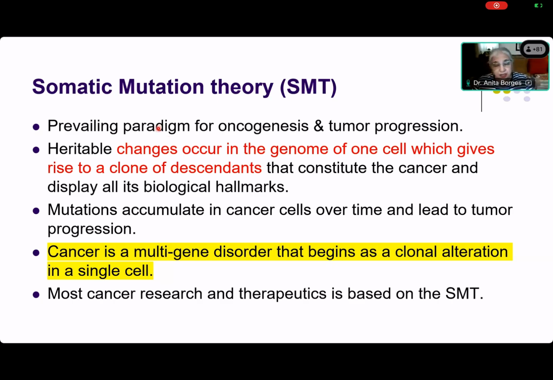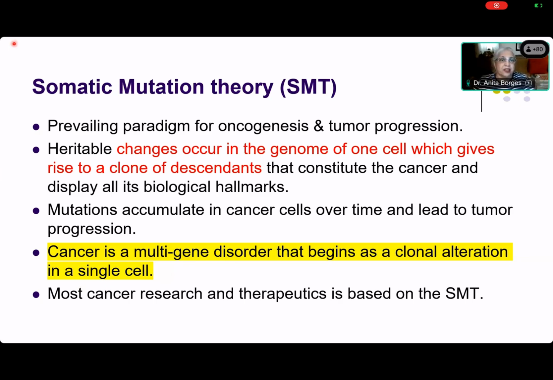And the prevailing paradigm today in cancer is that there are heritable changes that occur in the genome of one cell, which gives rise to a clone of descendants that constitutes the cancer and displays all its biological hallmarks. We talked about the 10 biological hallmarks described by Hanahan and Weinberg. Implicit in this theory is that mutations accumulate in cancer cells over time, because one of these hallmarks says that there is genetic instability in a cancer. So mutations accumulate in cancer cells over time and lead to tumor progression. Therefore, according to this SMT, cancer is a multi-gene disorder because multiple genes are abnormal, that begins as a clonal alteration in a single cell.